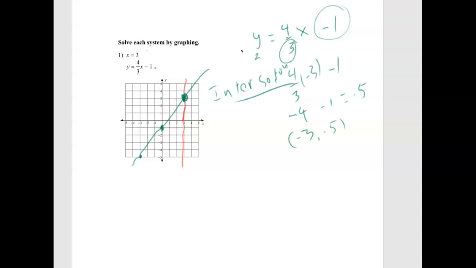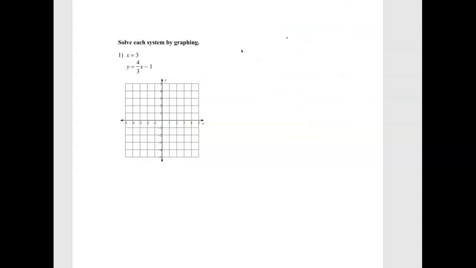Now, if your lines were parallel, if instead I had my equation as y equals 4/3 x plus 1. Now that graph would be here. 1, 2, 3, 4, 1, 2, 3. 1, 2, 3, 4, 1, 2, 3. See how I did that? You can go backwards there.